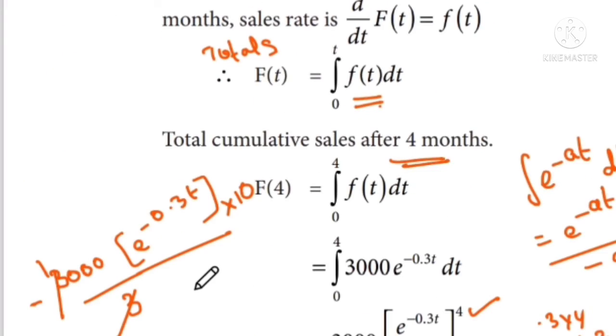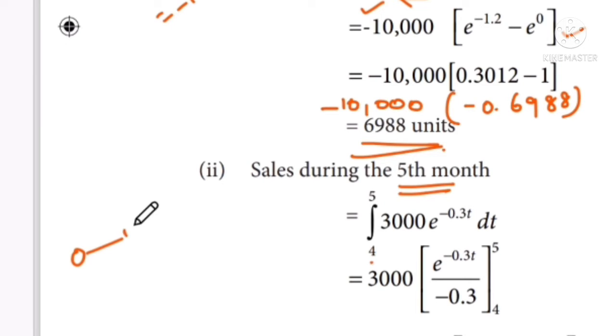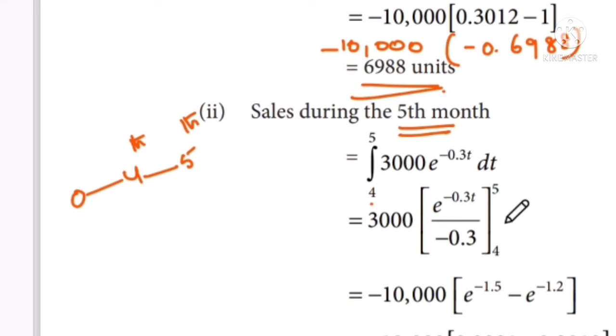So that's what they have done here for the sales during the 5th month. So from 4 to 5. This is the 4th month, this is the 5th month. So 0 to 4 we already found, they're finding from 4 to 5. So same function, 4 to 5, 3000 e power minus 0.3t. The integration of this is e power minus at by minus a. The integral is from 4 to 5.